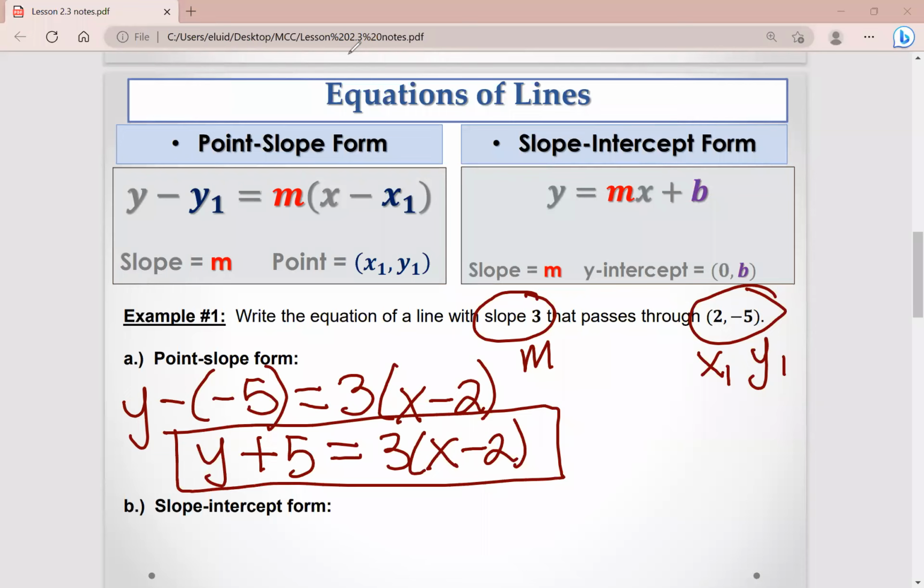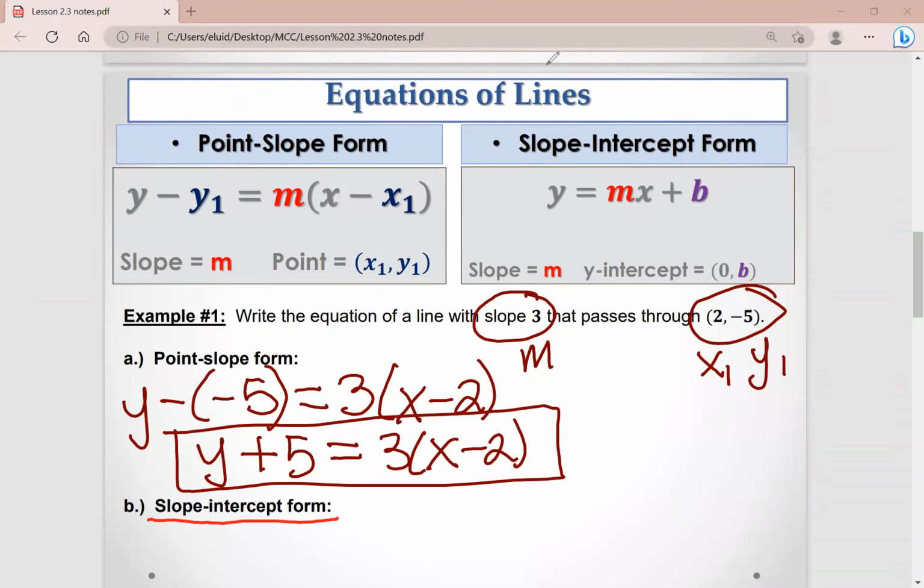You might have gone ahead already and started distributing the 3 and working on solving for y. That's going to be in our next part. So what we just did is found an equation in point-slope form. So y plus 5 equals 3 parentheses x minus 2. To get to the second part of the question, to write the equation in slope-intercept form, now we get to solve for y. So let's take what we just did and start simplifying.